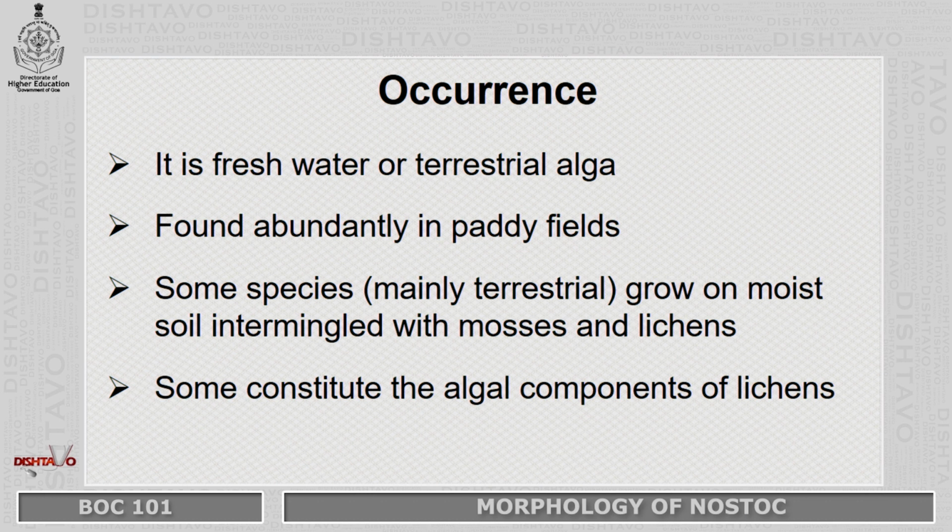Now this Nostoc is found in fresh water as well as terrestrial, that means it is found in water as well as on land, and it is abundantly found in paddy fields. Some species of Nostoc, mainly the terrestrial species, grow on moist soil intermingled with mosses or lichens, and some species also form the algal components of lichens, that is, they form a symbiotic association with fungi forming the lichens.